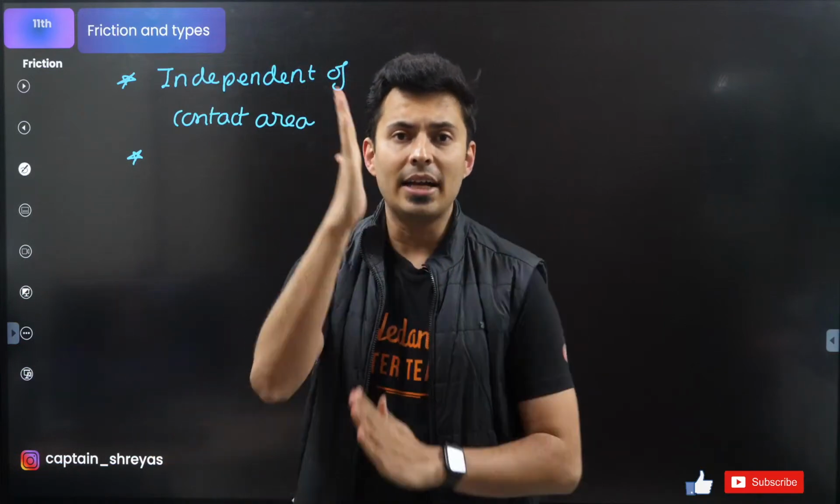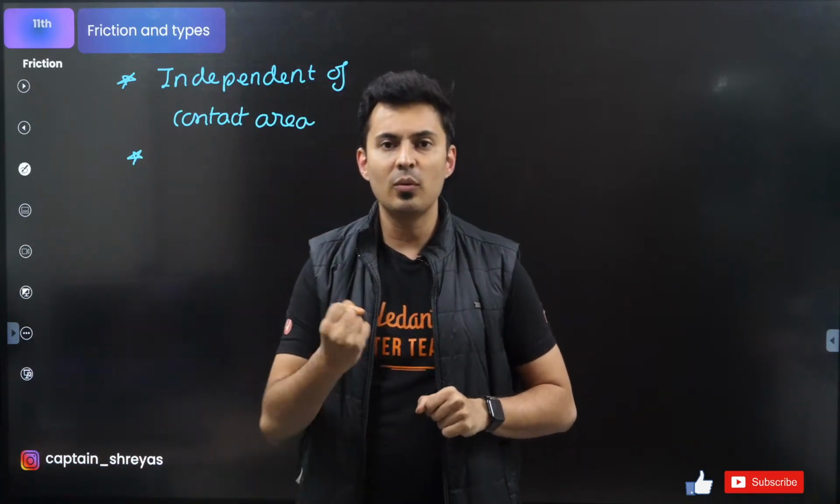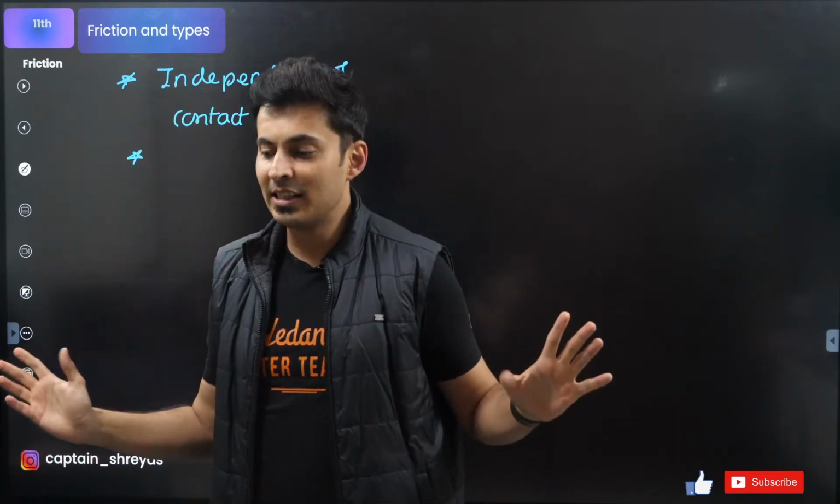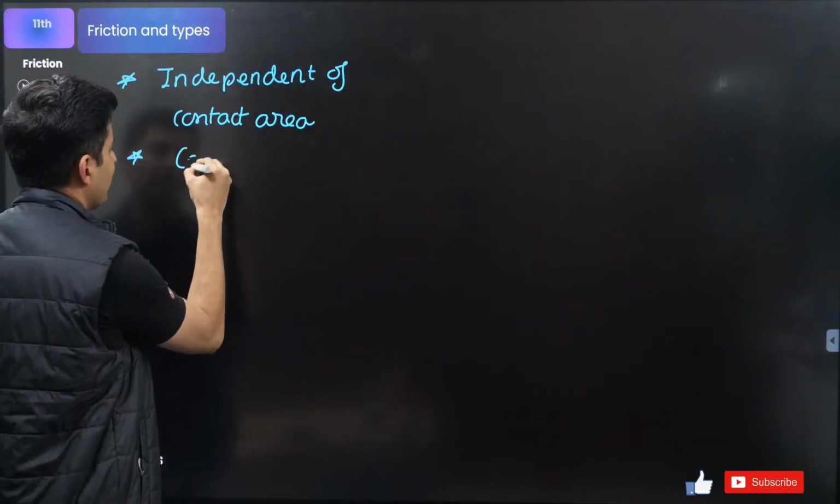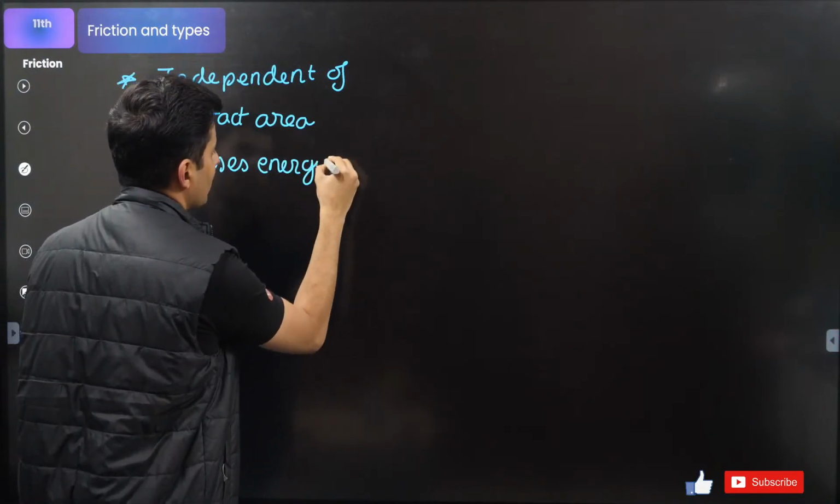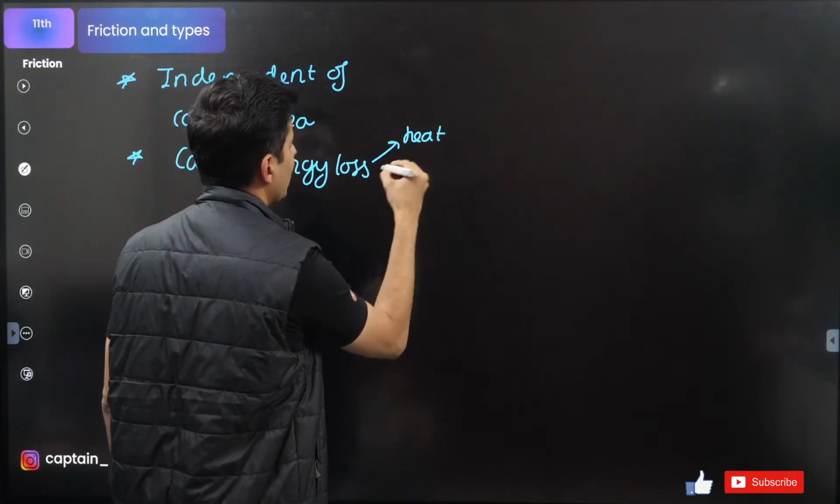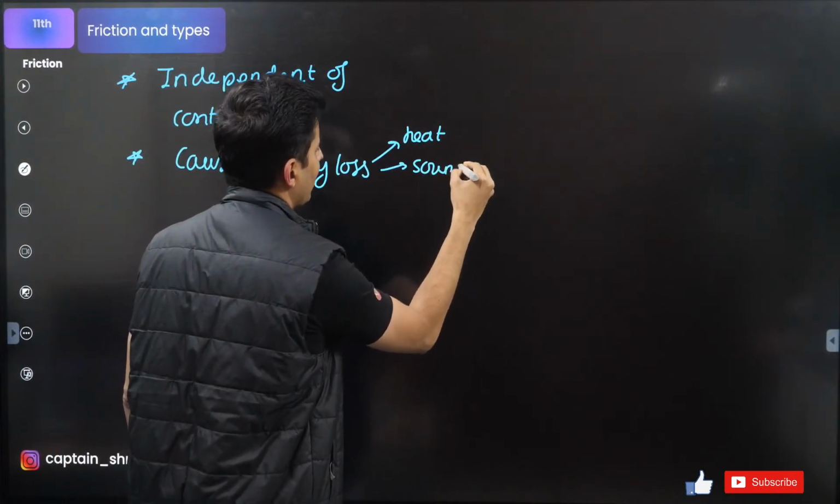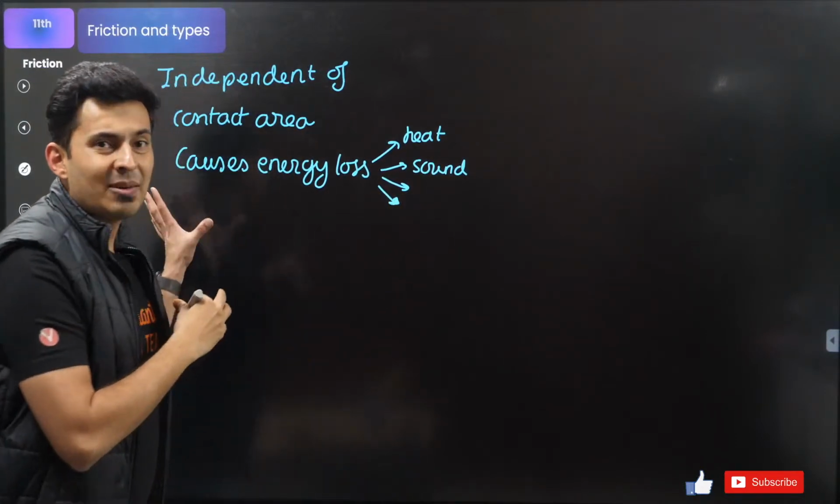Who is sucking away the kinetic energy of the hands? Friction. Friction takes away that energy and converts it into sound, heat, light, whatever. So friction causes energy loss, in the form of generally heat, sound, and so many other forms. So there is definitely some energy loss.